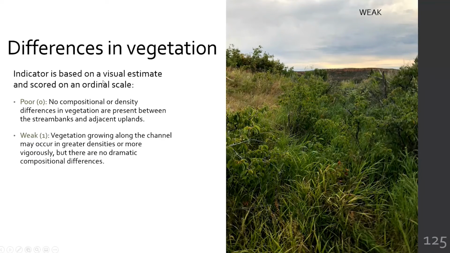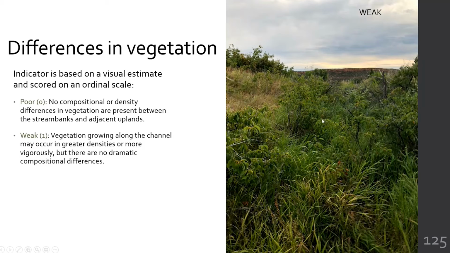This one is weak, and you can argue whether it's a 1 or a 0.5 or a 1.5, but here you have clearly more vigorous growth within the channel. You can't actually see the channel because the growth is so vigorous, whereas the uplands are surrounded by grass and herbaceous plants. So there's clearly a difference, but none of these plants are really adapted to wetland conditions here.